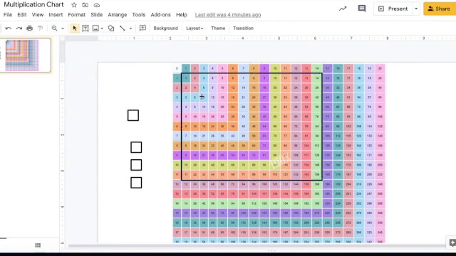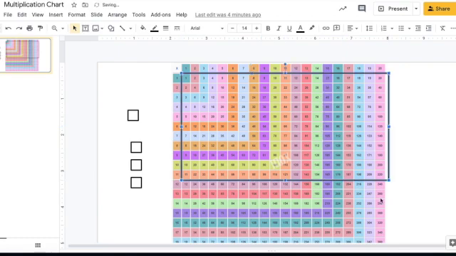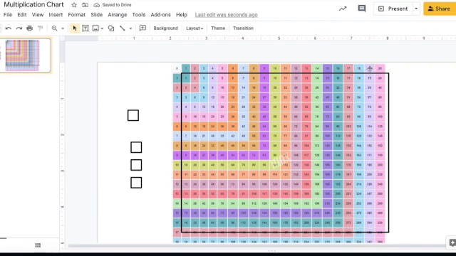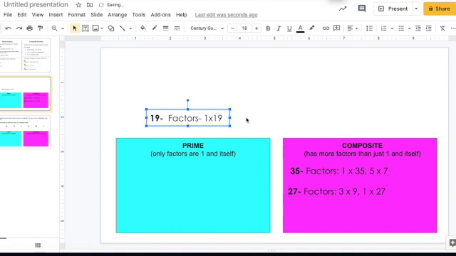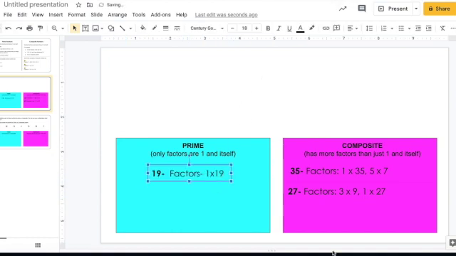So for 19, I'm going to scan. I see 19 right here. I'm going to drag this out a little bit. So I see 19 right here, but that is 19 and 1, and I already have that one. So I'm going to scan the rest of my multiplication chart and look for the number 19. And I know that if you were to continue to scan this multiplication chart, you would not find the number 19 anywhere else on this chart. So the only factors of 19 are 1 times 19, and that means that 19 is a prime number.